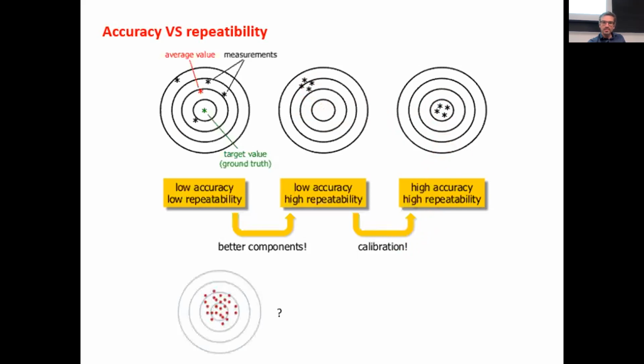And what does this represent, in terms of accuracy and repeatability, high or low? Is it high accuracy? Yes. And high repeatability? No. It's exactly high accuracy and low repeatability. And this one?